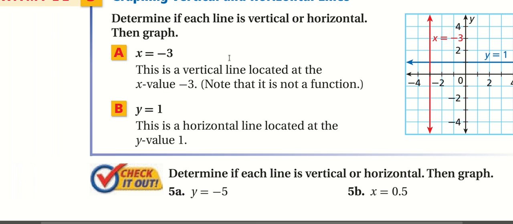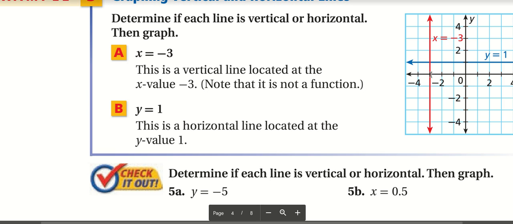Determine if each line is vertical or horizontal, then graph. X equals negative 3. Because the only variable is x, that means it must be vertical. It goes through x equals negative 3, and it's a vertical line going like so. Y equals 1. Y is the only variable, and so this must be horizontal, going through the y value of 1.